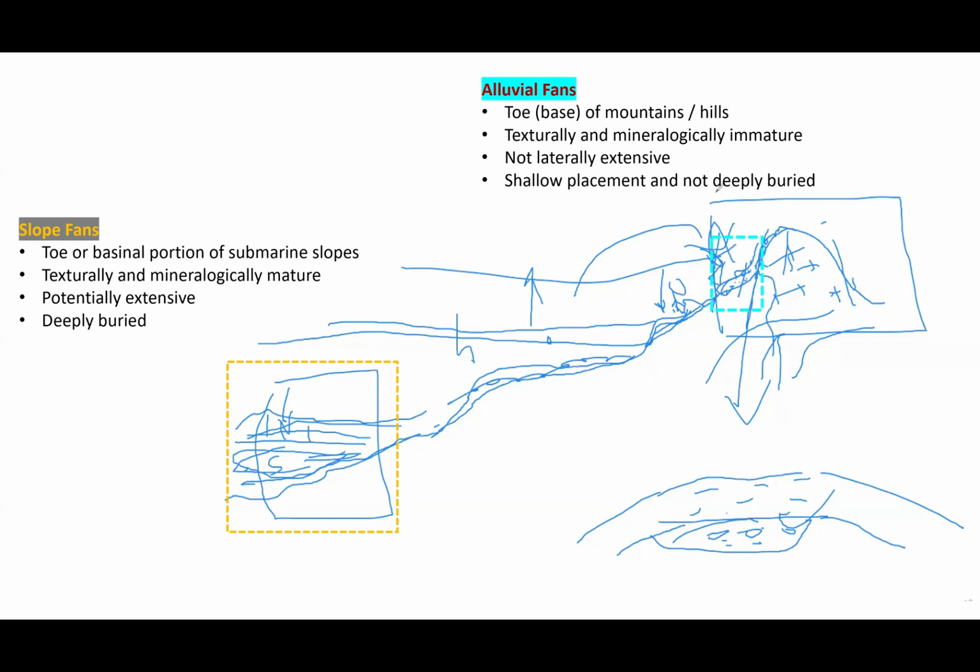Most times it's remote. But then if you contrast that with slope fans, which are usually at the distal or basal portion of deep water, within the deep water profile, right? At the toe or basal portion of submarine slopes. Of course, because what you have in those areas, you have deposits that have traveled a much longer distance from the shelf areas through the slope and then down to the basin floor. So a lot of cleanup, so to speak, has happened. So texturally and mineralogically, they are mature, which makes them good reservoir quality materials when you find them.